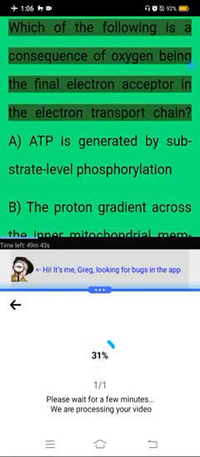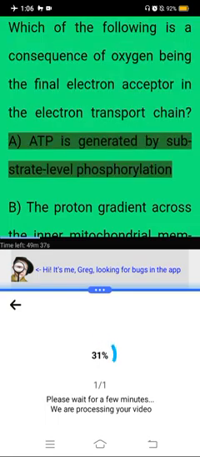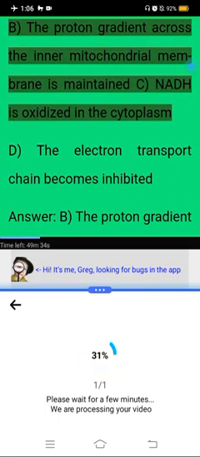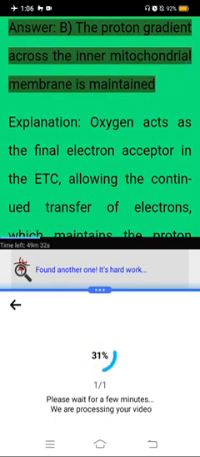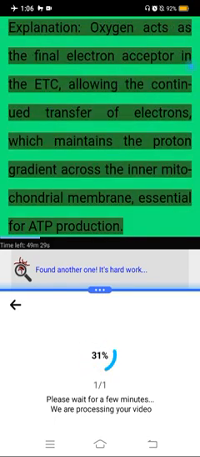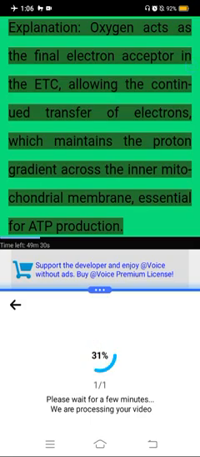Question 1, 2018. Which of the following is a consequence of oxygen being the final electron acceptor in the electron transport chain? A. ATP is generated by substrate-level phosphorylation. B. The proton gradient across the inner mitochondrial membrane is maintained. C. NADH is oxidized in the cytoplasm. D. The electron transport chain becomes inhibited. Answer: B. The proton gradient across the inner mitochondrial membrane is maintained. Explanation: oxygen acts as the final electron acceptor in the ETC, allowing the continued transfer of electrons, which maintains the proton gradient across the inner mitochondrial membrane, essential for ATP production.